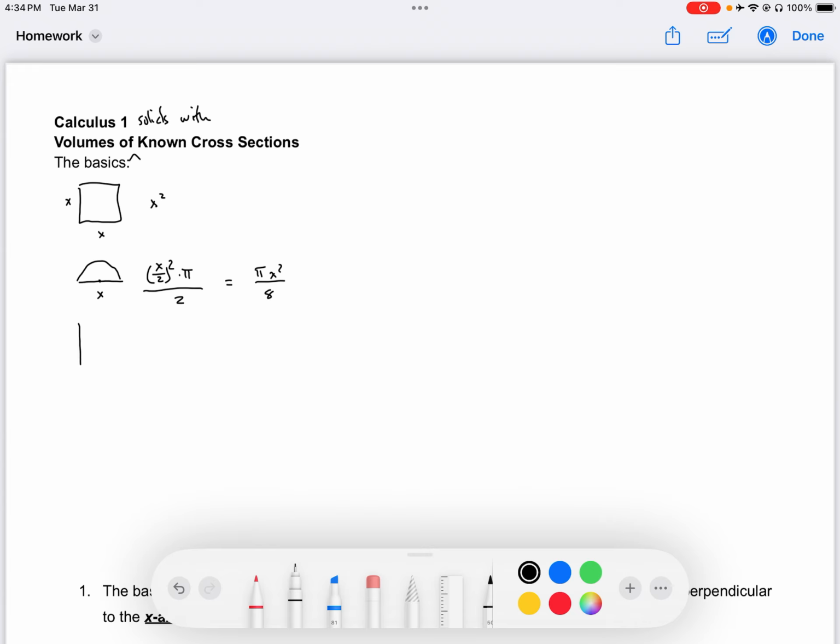We also need to know how to find the area of an isosceles right triangle. If this is x, isosceles right triangle, meaning two sides of the same length, has a right angle. Of course, this is just going to be x squared divided by 2.